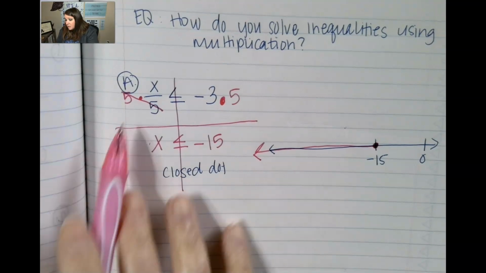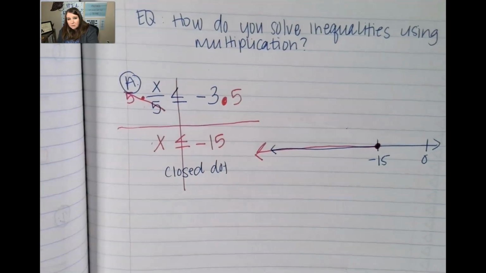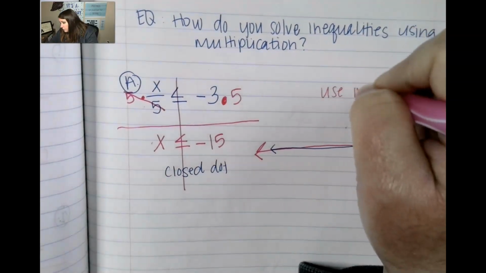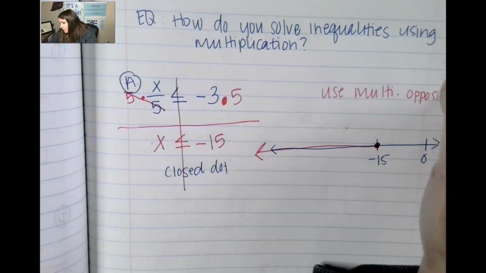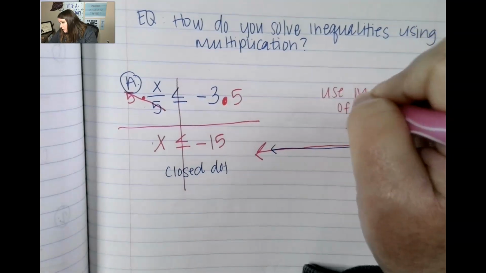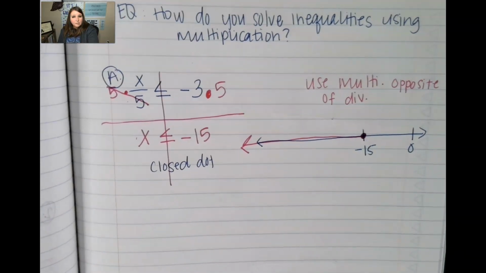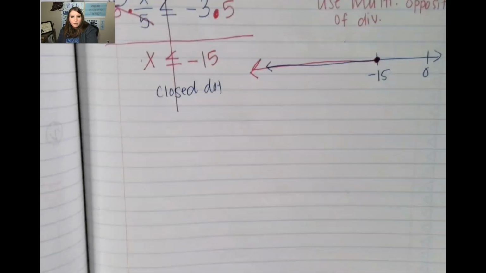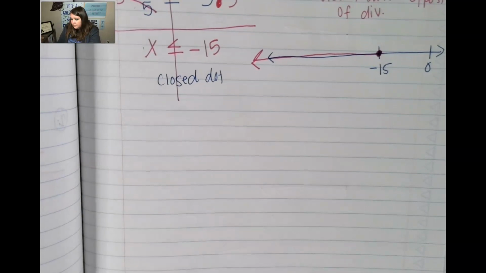So again, I started with division. I needed to undo it by using multiplication. Multiplication is the opposite of division. Okay? So because multiplication is the opposite of division, that's what we are using to isolate that variable. Okay, let's do another example, example B.